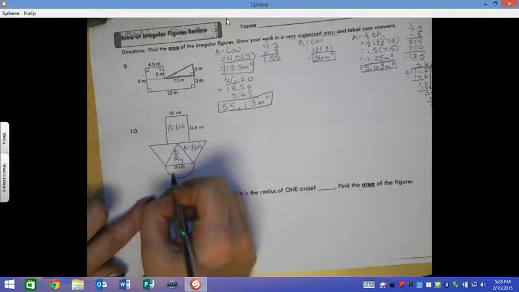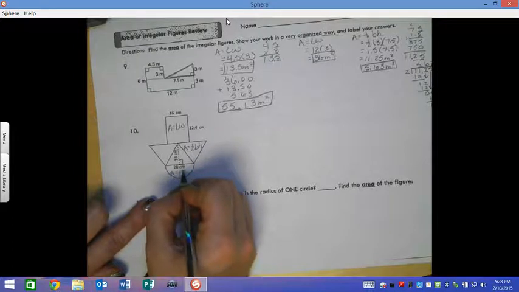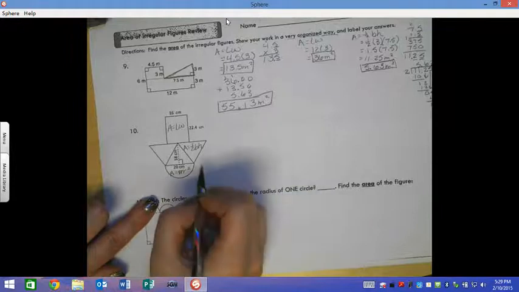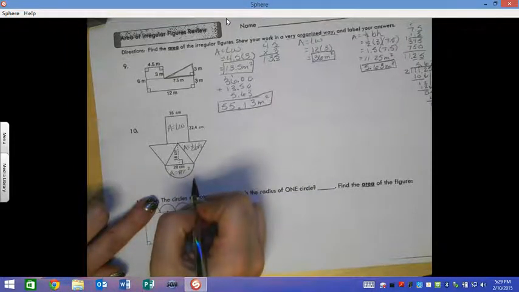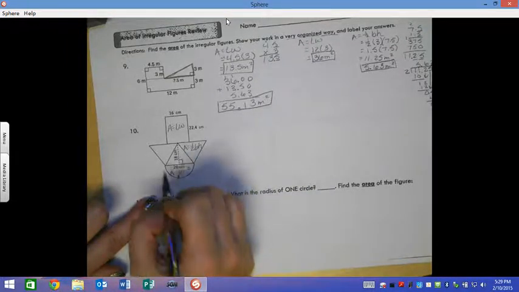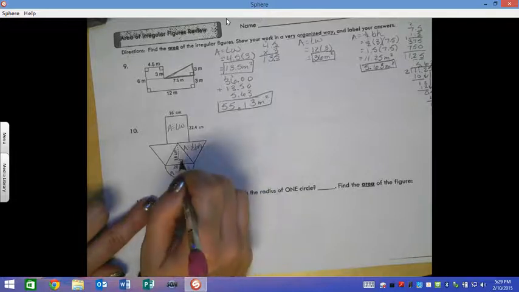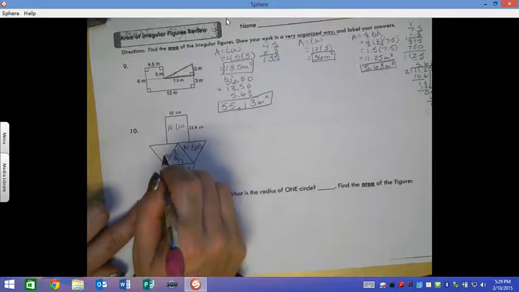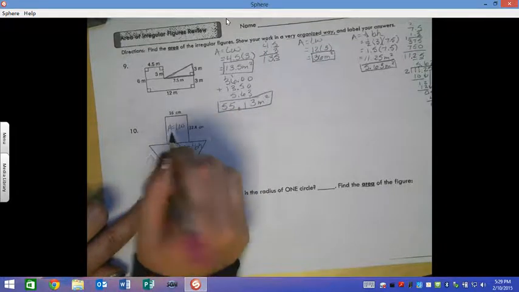For area of a circle is pi r squared, but then you have to divide this one by 2. So don't forget to do those extra steps. This is 1/2 base times height. This is 1/2 base times height. So make sure you find the area of each one and then add it together.